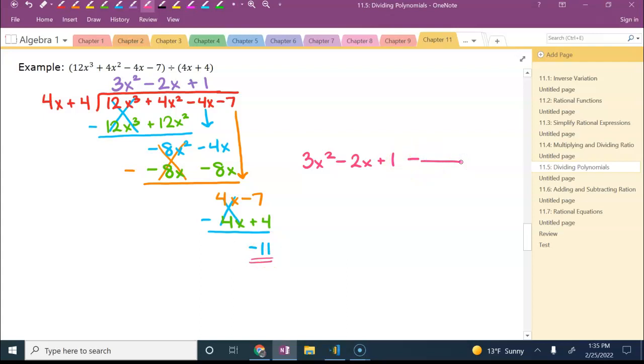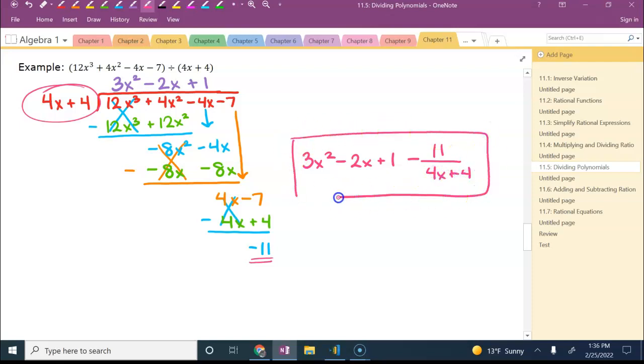And we're going to write it as a fraction. So on the top goes your remainder, which would be the 11. And on the bottom goes what you divided by. Just like when we did it with the 21 earlier, we put that remainder over what we had divided by, which was the 21. So you're going to put that 4x plus 4 on the bottom of this fraction here. And this is your answer. So that's how you're going to write it if there's a remainder that shows up.